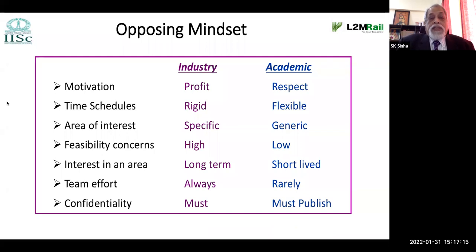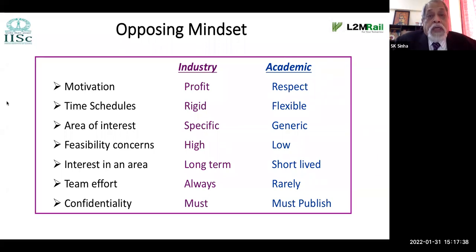And then confidentiality, for industry, it is a lifeline. They have to keep their research or their innovation confidential, whereas an academic person has to publish it if they want to grow, if they want to gain respect. No academic person can grow without publishing. So this is another roadblock.